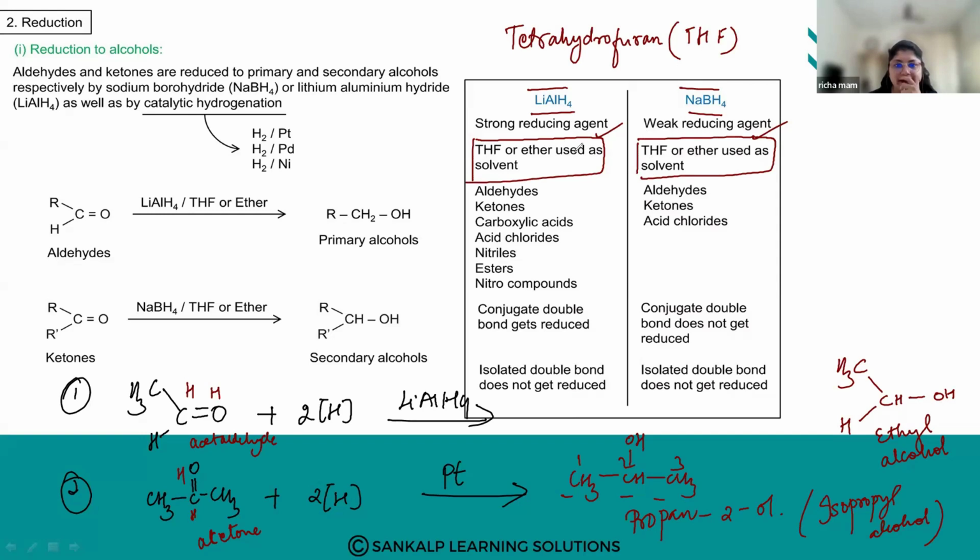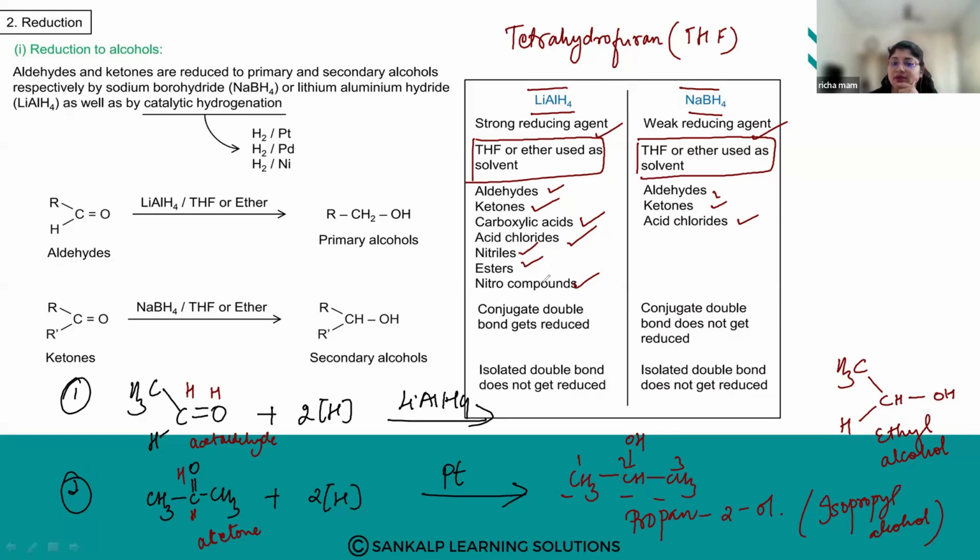Lithium aluminum hydride is used for reduction of aldehydes, ketones, carboxylic acids, acid chlorides, nitriles, esters, and nitro compounds. Sodium borohydride is used for reduction of only aldehydes, ketones, and acid chlorides. With lithium aluminum hydride, the conjugate double bond gets reduced, but with sodium borohydride, it does not get reduced.